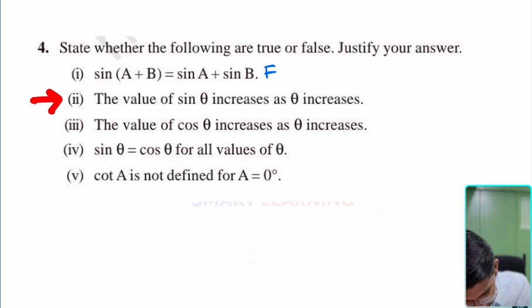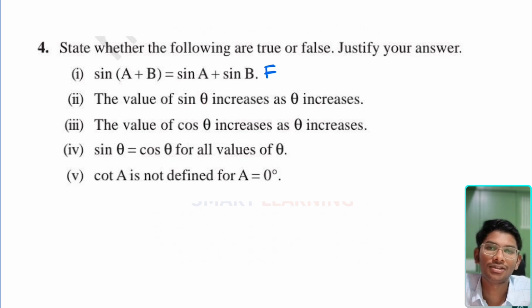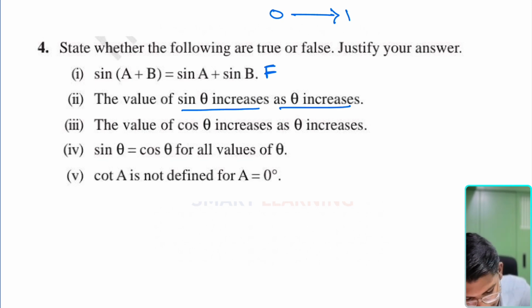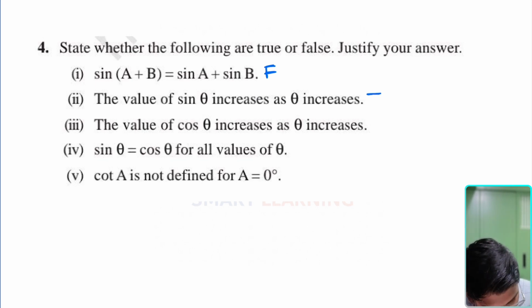Now, the second statement. What is the second statement? The value of sin theta increases as theta increases. Is it true? What is sin 0? Sin 0 is 0. Sin 30 is 1 by 2, which means 0.5. Sin 60 is root 3 by 2, which is approximately 0.8. Now sin 90 is 1. See, the value goes on increasing from 0 to 1. Hence, sin theta increases as theta increases. So, the second statement is true.